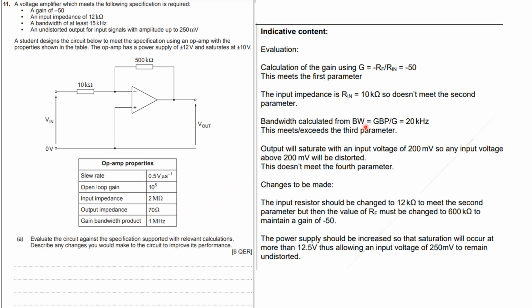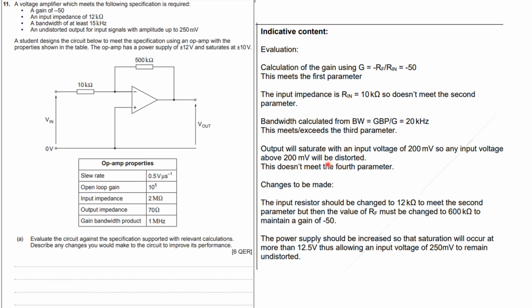Okay, so bandwidth calculated. It says that this does meet, or in fact exceeds, the third parameter, which says at least 15k. So that's okay. Your last one, an undistorted output for this input signal with an amplitude of 250 millivolts. If you put 250 millivolts going in, it says the op-amp will saturate at 200 millivolts. Any voltage above that will be distorted, so it does not meet the fourth parameter.